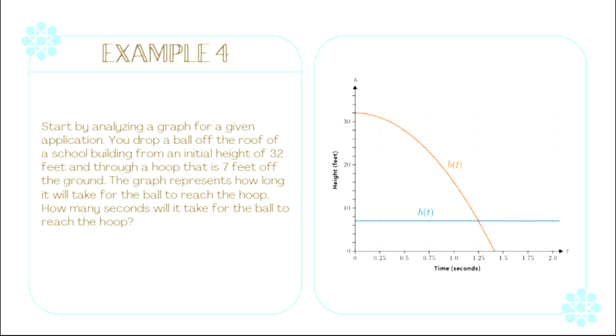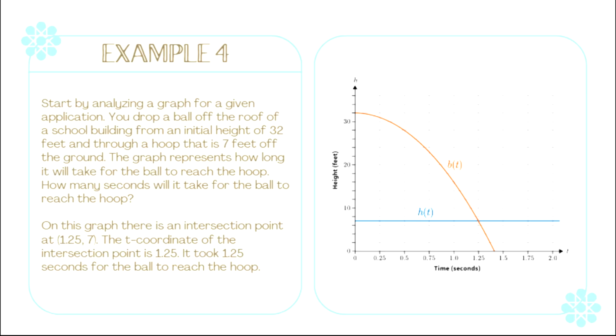Example 4. Start by analyzing a graph for a given application. You drop a ball off the roof of a school building from an initial height of 32 feet and through a hoop that is 7 feet off the ground. The graph represents how long it will take for the ball to reach the hoop. How many seconds will it take for the ball to reach the hoop? So we're just looking for the point of intersection here. On this graph, there is an intersection point right there at 1.25, and they're saying 7. The t-coordinate of the intersection point is 1.25. That's the time. It took 1.25 seconds for the ball to reach the hoop.